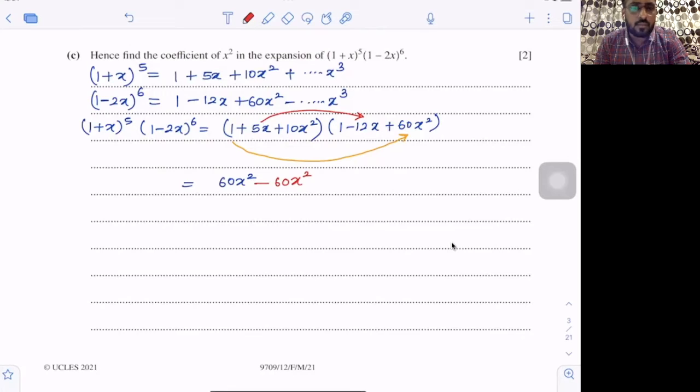And the second term 5x is going to multiply with 60x square. So when x multiplies with x square, it is going to be x cube. So again, I'm not interested in this term. So let's forget about this term as well. Now let's take the next term. So 5x has multiplied with minus 12x. You have got the term as minus 60x square.